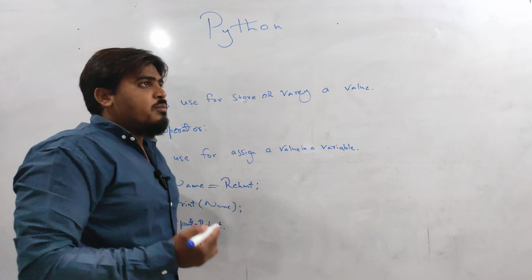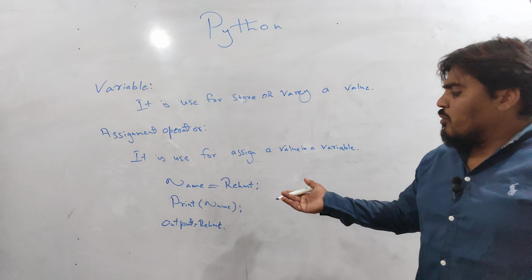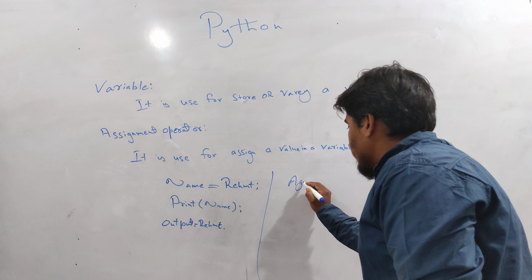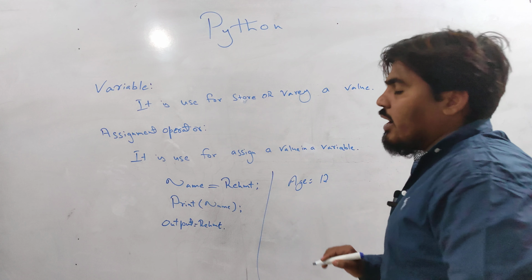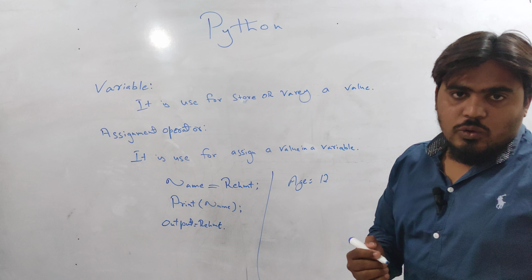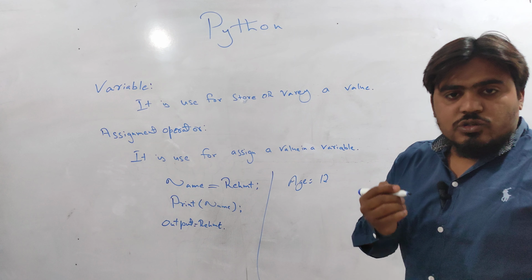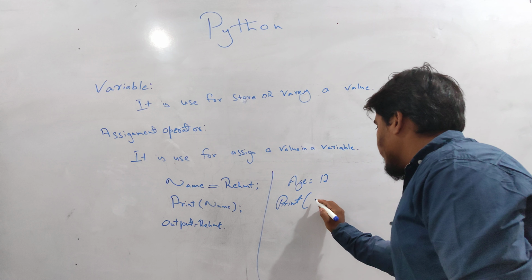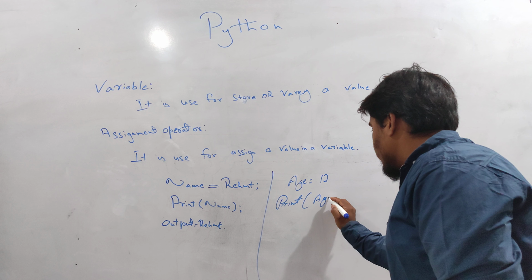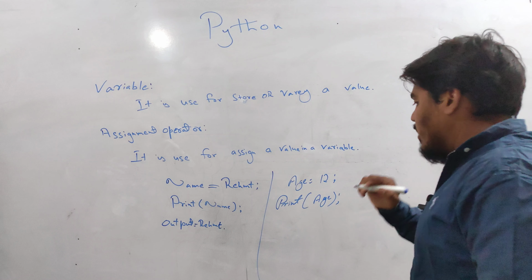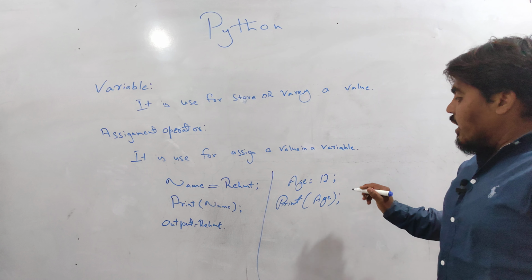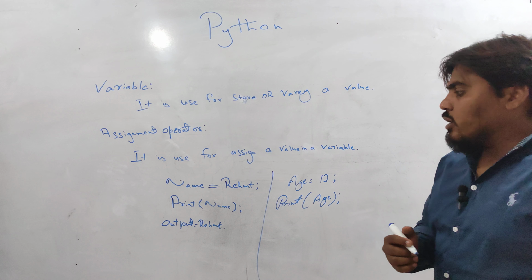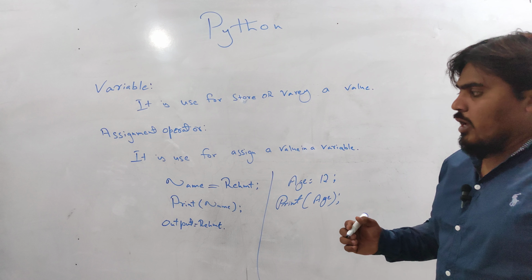There are many examples. This example belongs to the string value. There is another example, age. Any kind of number, any kind of integer value can also be stored in a variable. We call print age. And there are also decimal values, float values, and boolean type values that can be stored by a variable.